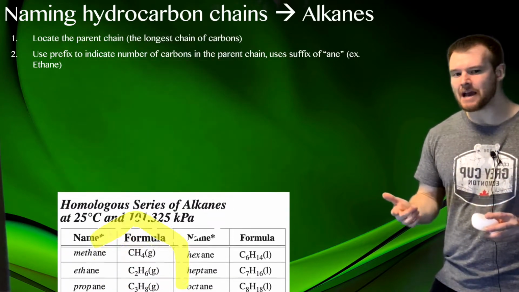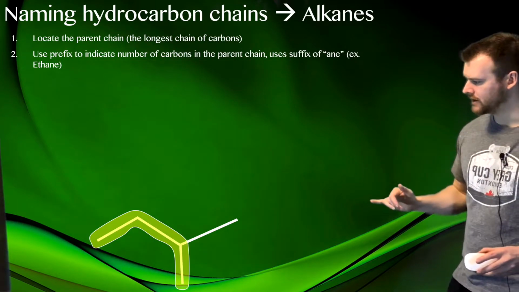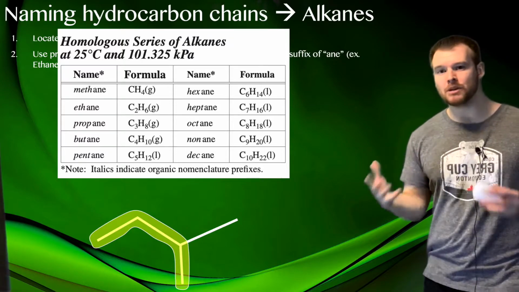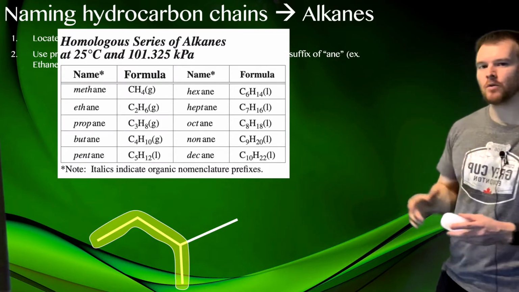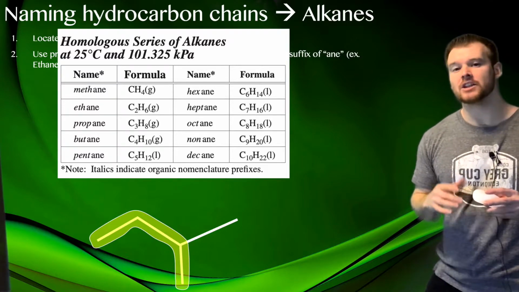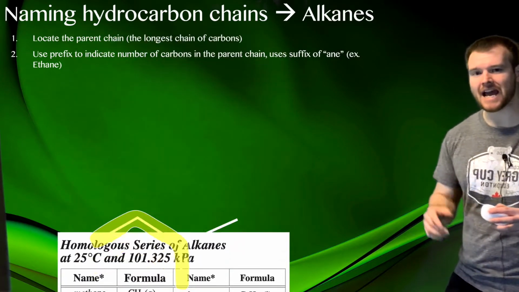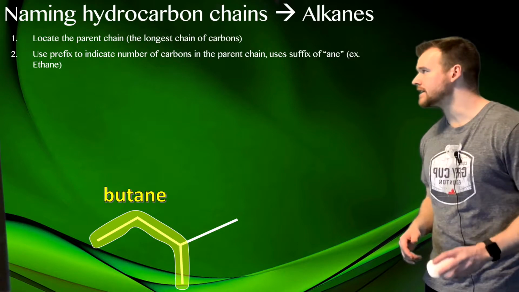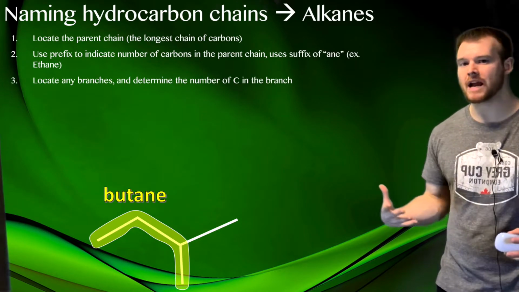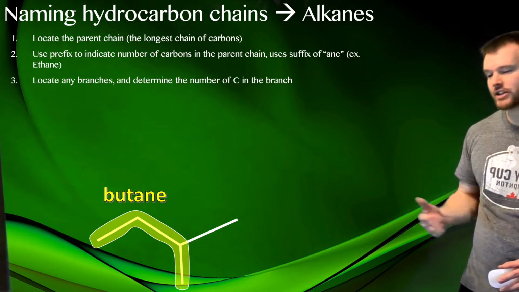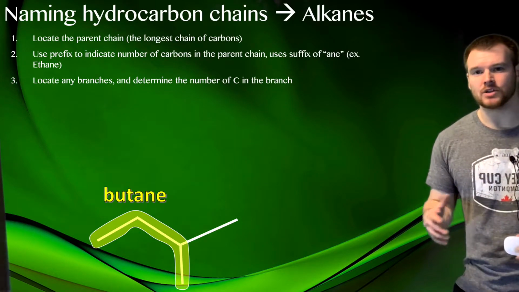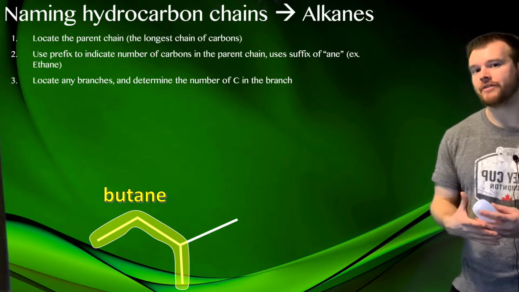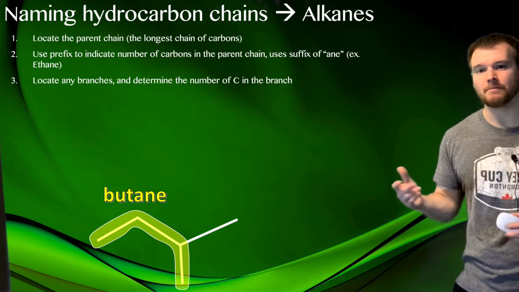So looking at our example, we had 4 there, so we would get the prefix but. And then we have to add the ending ane because, again, today we're looking at alkanes. So this would be butane as our parent chain. Next, for number 3, we're going to look for any branches, and we do see that one branch coming off the side. That branch has to get labeled as well, and it's going to use the same prefixes as we saw for labeling the parent chain.